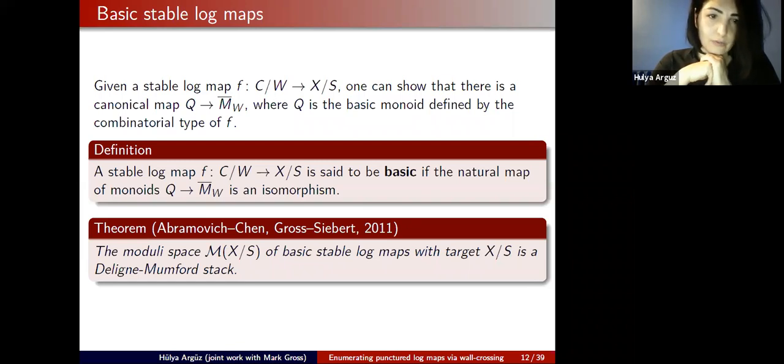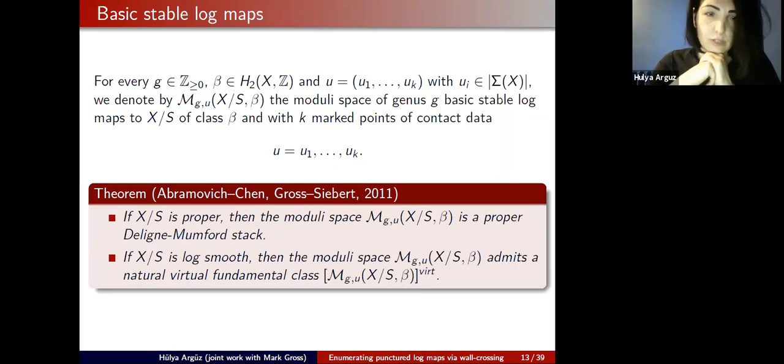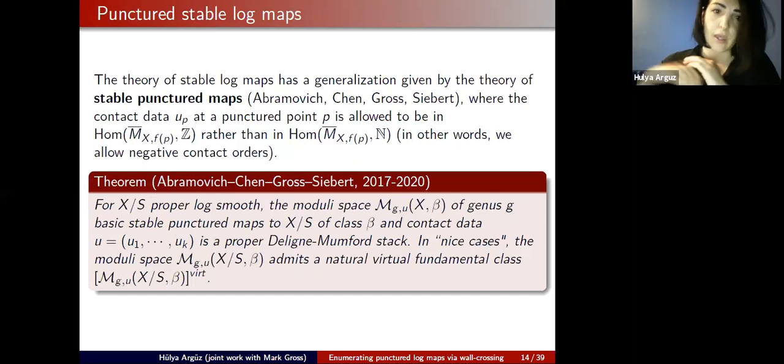And the theorem of Abramovich-Chen-Gross-Siebert says that the moduli space of basic stable log maps, for given genus, homology class and contact data U, is a Deligne-Mumford stack, and in nice cases this moduli space admits a virtual fundamental class, so you can do enumeration. And recently, Abramovich-Chen-Gross-Siebert, in their paper on arXiv this year, expanded the theory of log maps.